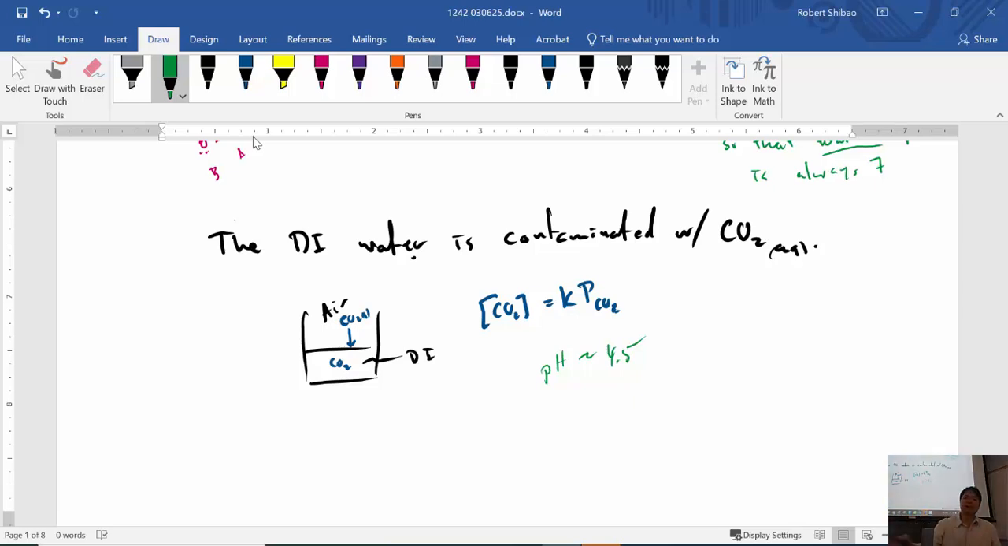And the equilibrium would be, once we have enough CO2 in there, the dissolution or absorption rate of CO2 gas is equal to the desorption rate of the CO2 leaking out of there. And then the pH will stabilize.